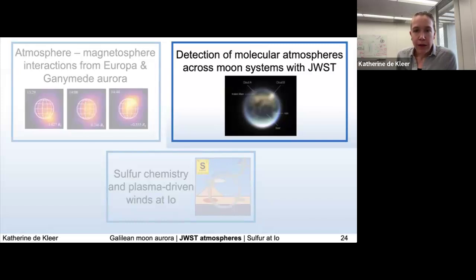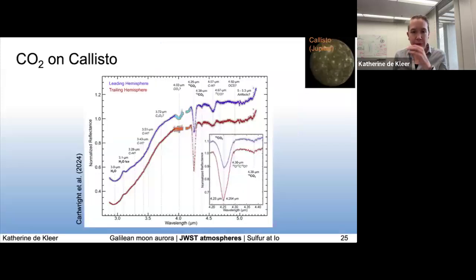Okay, so we've been talking a bit about Callisto already. When you point JWST at Callisto, this is what its spectrum looks like. Essentially everything that you're looking at here is a reflectance spectrum of its surface. So these features are just absorption features in the ices and solid materials. This very strong band here is the CO2.